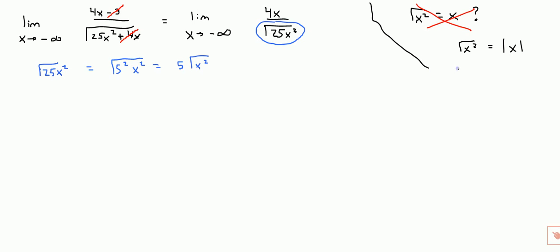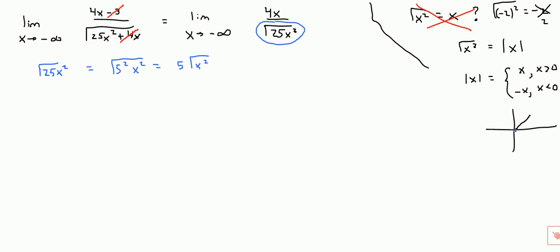The way to remember that: if the square root of x squared were equal to x, that would mean the square root of negative 2 squared was equal to negative 2. But it's not. It's actually equal to plus 2. So the square root of x squared is equal to the absolute value of x. And the absolute value of x is x when x is larger than 0, and negative x when x is less than 0. It looks like this. That is key for this problem.